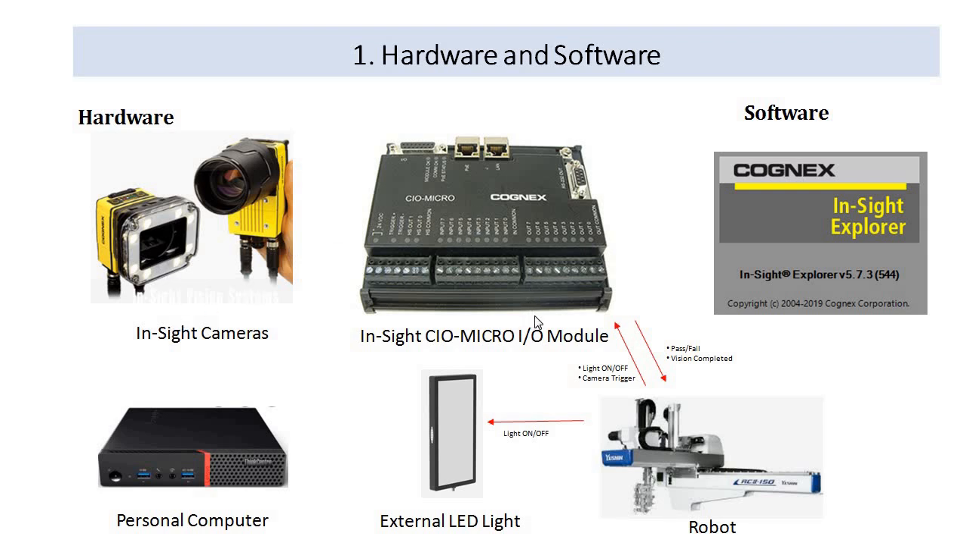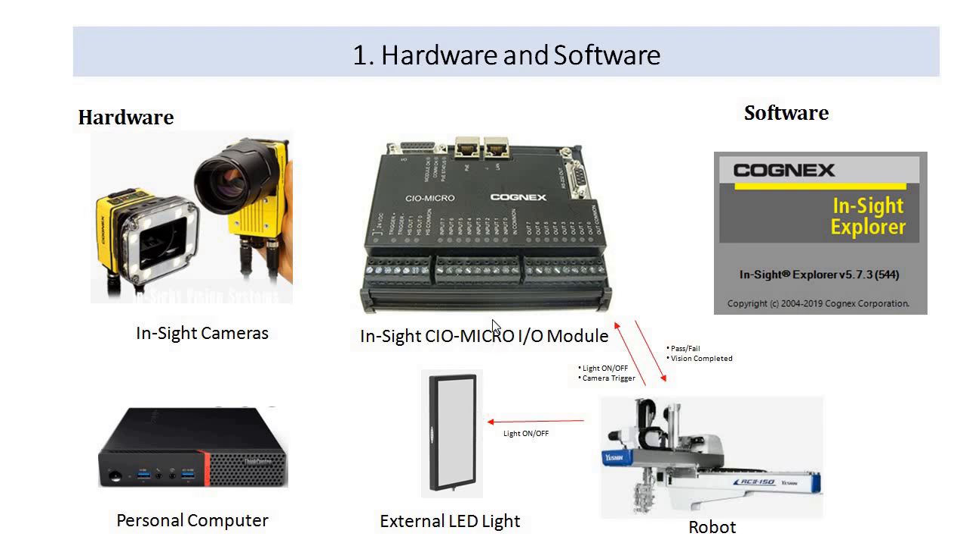And the input and output module is the In-Sight CIO micro module. It is essential. The camera and the I/O module are connected by cable, and the camera does not directly connect to the computer. Instead, the computer has an Ethernet cable connected with the I/O module.